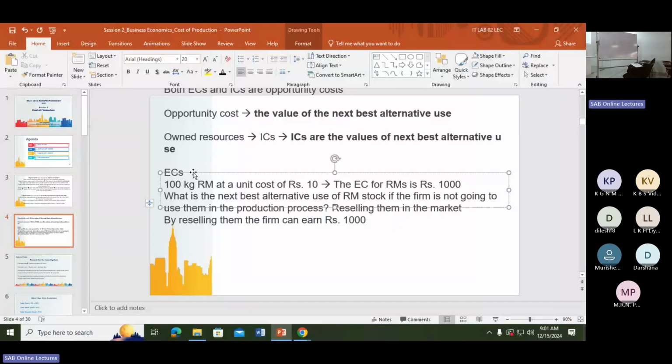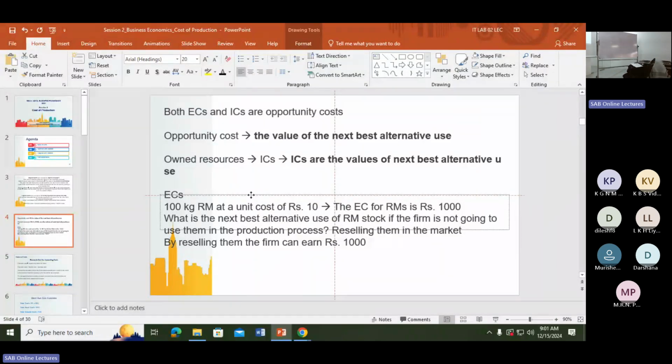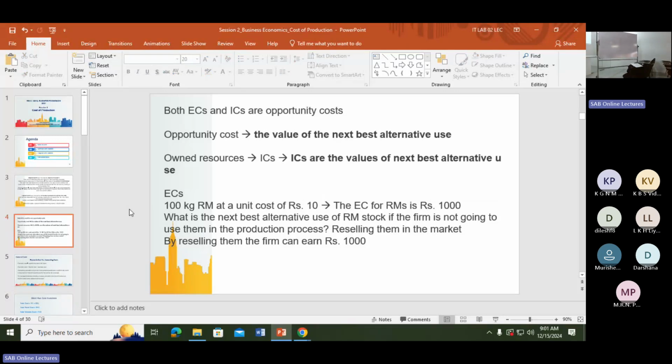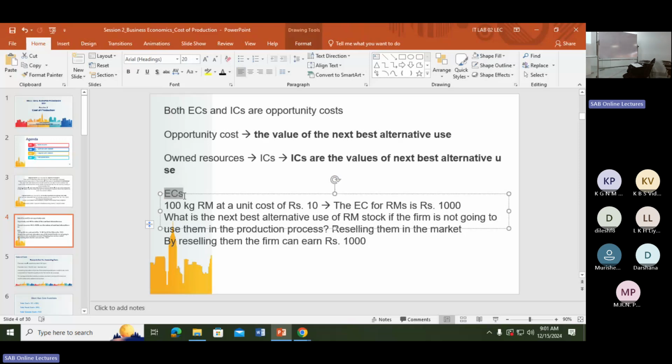So explicit costs are also opportunity costs because the next best alternative use of purchased resources is to resell them in the market. By reselling them, they can reclaim what they have already paid. Therefore, by nature, explicit costs are also opportunity costs.